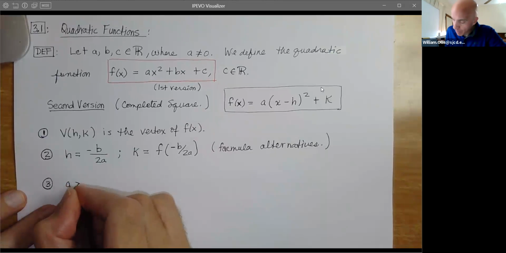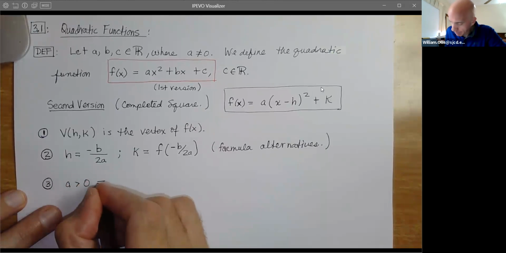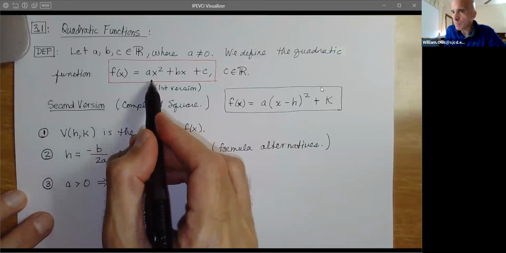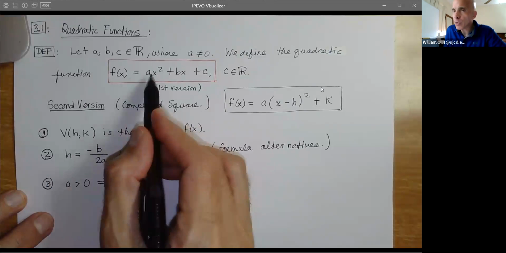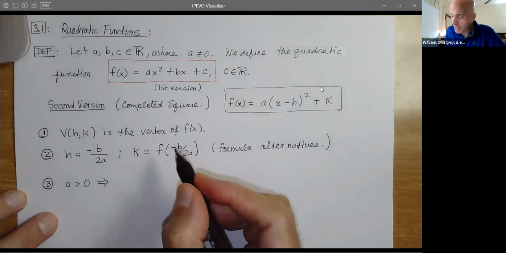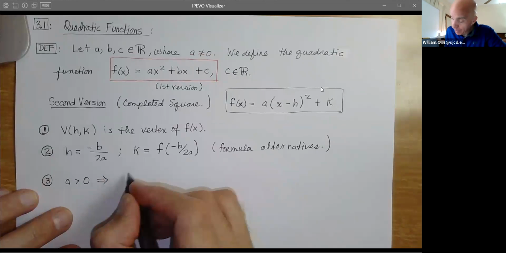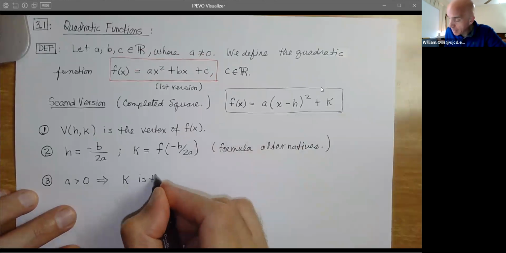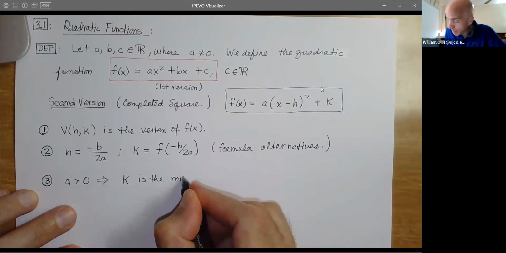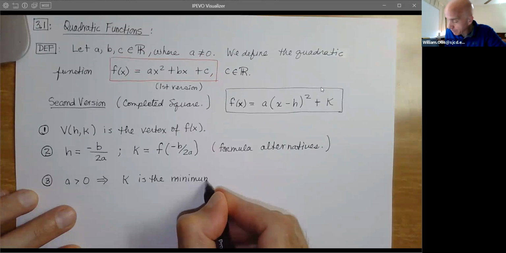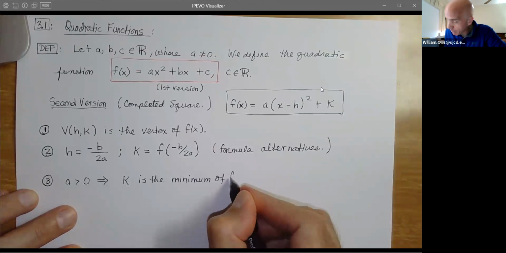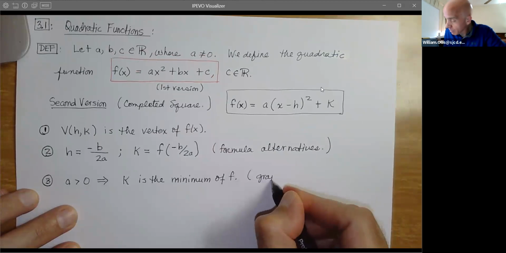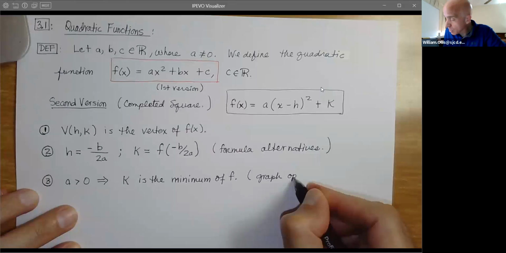Now, the third part is this. If A is positive, that is, if this leading coefficient is positive, we already know that the function becomes arbitrarily large on either end. It tends to infinity. If this is the case, then k right here is the minimum. That is, it's an absolute minimum of f. And that basically means the graph, which is parabolic, opens upward.